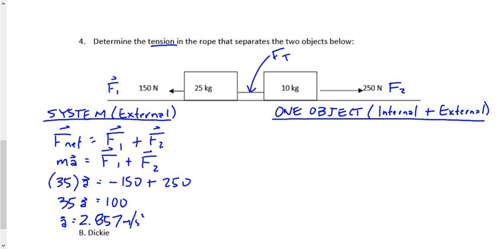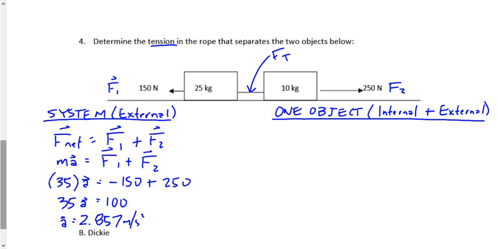Okay, good. How many people picked the 10 kilogram object? Nobody. All right. Probably the 25 kilogram object, because in the example yesterday, I picked the back object, the second object as well, but whatever. Okay, let's do the 25 kilogram object. Then we'll do it the other way as well, just to demonstrate to you that it does work out to be the same answer.